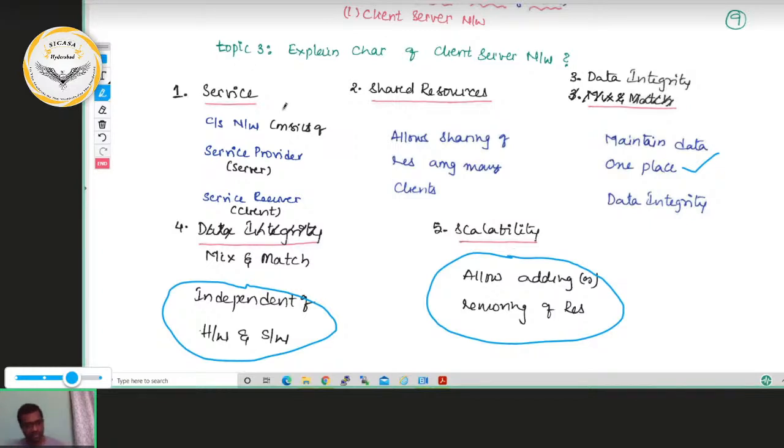Now, this is very, very important for your exam. Explain the characteristics of client-server network. We have 5 characteristics. First one is service. Second is shared resources. Third one is data integrity. Fourth one is mix and match. And the last one is scalability.